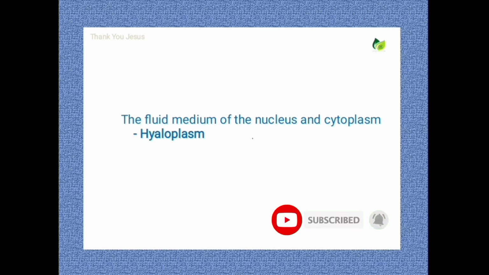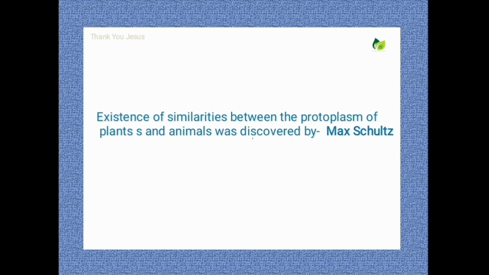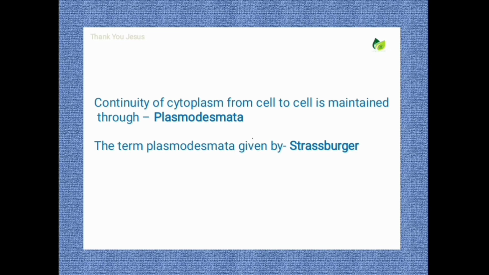Now coming to another question. The fluid medium of the nucleus and cytoplasm is called hyaloplasm. Answer is hyaloplasm. Now coming to the next question. The existence of similarities between the protoplasm of plants and animals was discovered by, the answer is Max Schultz. Next question. Continuity of cytoplasm from cell to cell is maintained through, answer is plasmodesmata.